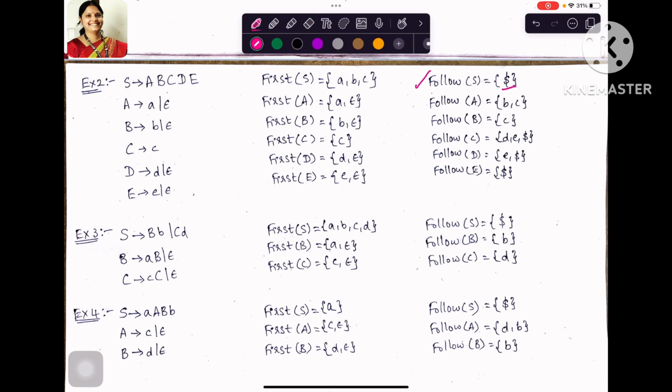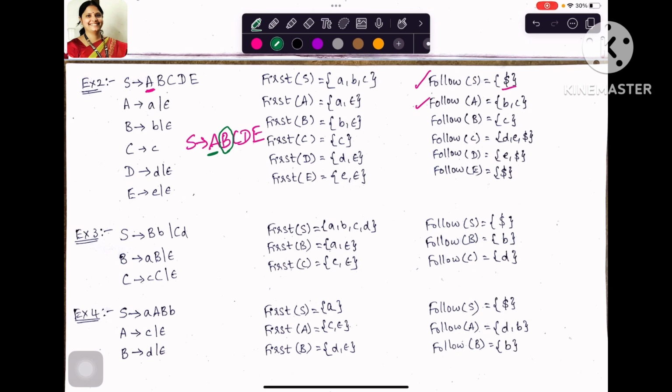Now let us calculate the follow of A. To calculate the follow of A, first we have to find out where A is present in the right hand side of the productions. So here A is present in the right hand side of the production S produces A, B, C, D, E. So what is the follow of A? After A comes B. Follow of A is B.